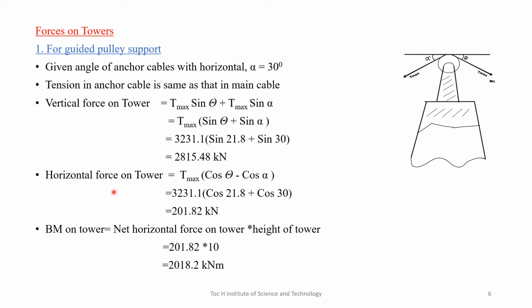Okay. Now the horizontal force on the tower is equal to T max into cos theta minus cos alpha, and that's equal to 201.82 kilonewton. So what about the bending moment? It is nothing but the horizontal force into the height of the tower. The height of the tower is given in the question as 10 meters. So the net horizontal force 201.82 into 10 is equal to 2018.2 kilonewton meter, which is the bending moment acting on the tower.